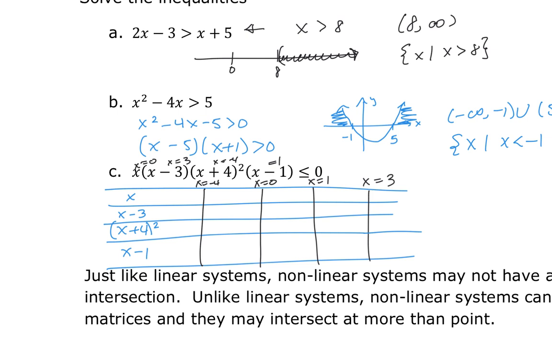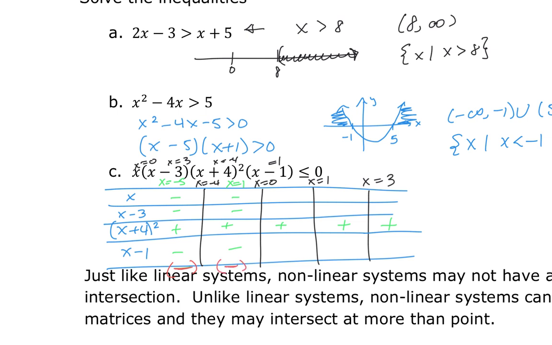So I choose something in this interval. I'll choose x equal to -5: negative, negative, positive. This is positive all the way across because it's squared. And this is negative. So I end up with a negative for that interval. I'm going to choose something between -4 and 0, so I'll choose -1. This is negative, negative, negative. Again, this is a negative right here.